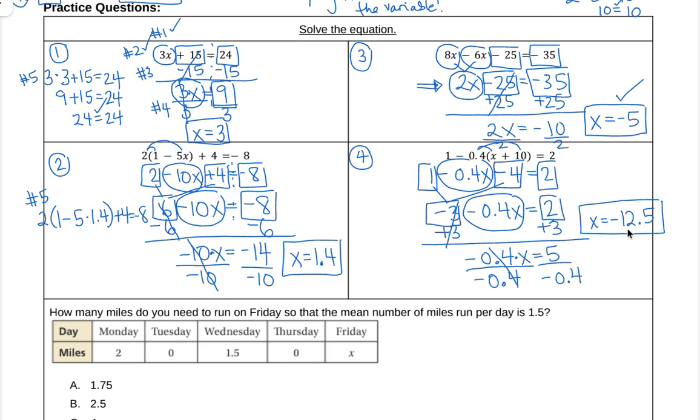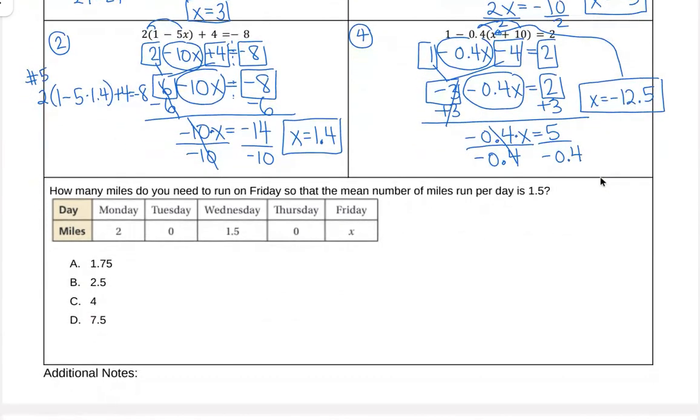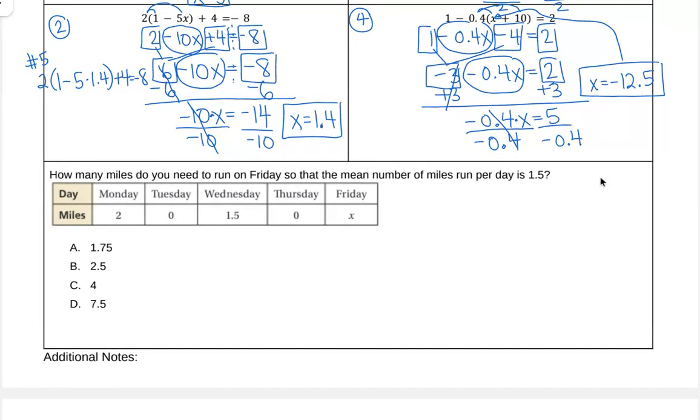All right? And if you wanted to prove it to yourself, of course, you could check your answer and you come back in and you plug that number in for x, and then you would evaluate each side of the equation to make sure that it balances out and it equals the same thing. Okay? So let's finish up these notes with this very last problem here.